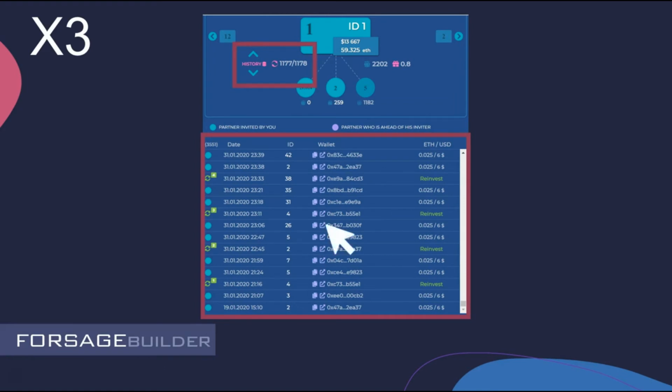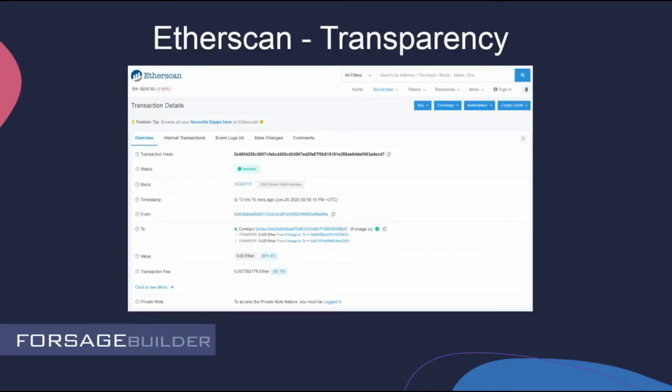If you want to see verified documentation of any transaction, simply click the link next to any contribution wallet address, and you will be taken to Etherscan, which resides outside of Forsage, where all Ethereum transactions are openly recorded. This provides full transparency that every contribution truly is peer-to-peer and completely untouched by human interaction.